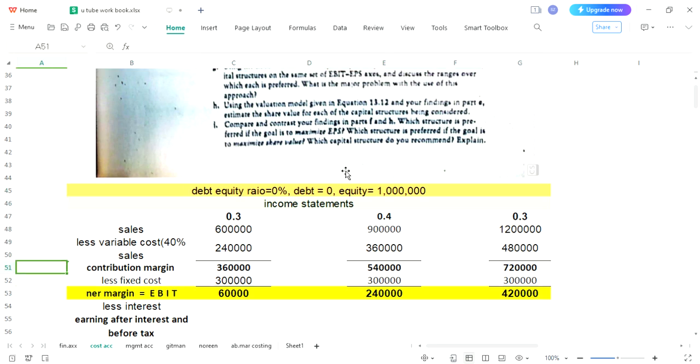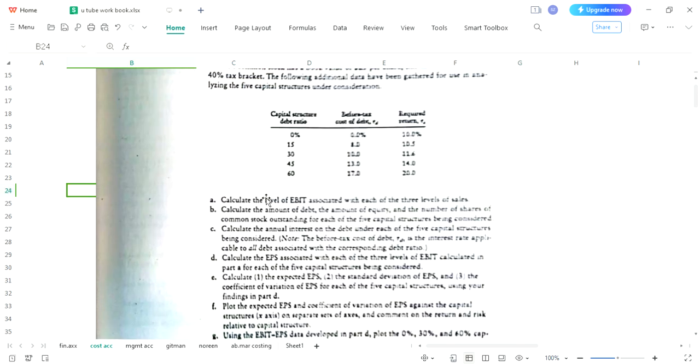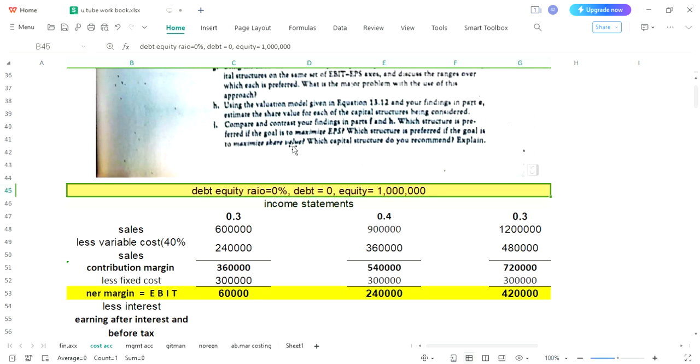Okay, come over here and how we have calculated this equity 1 million, debt 0. Please understand that first debt equity ratio was 0%. What does it show? That there is no debt. Capital structure, debt ratio, debt equity ratio 0%, which is showing that no debt has been taken. Total equity was given in your question 1 lakh and no debt is present over here. So when you will calculate your income statement for 0%, there will not be any debt and whole amount of capital structure would be considered as equity financed.